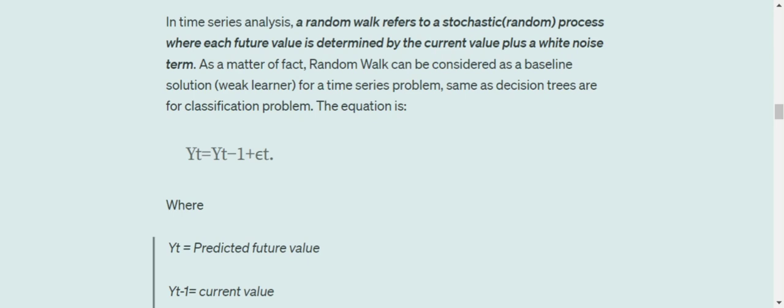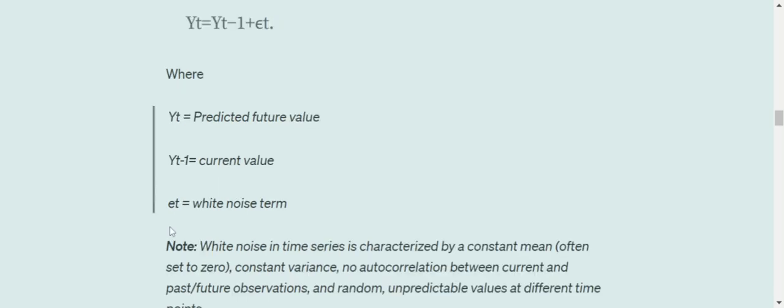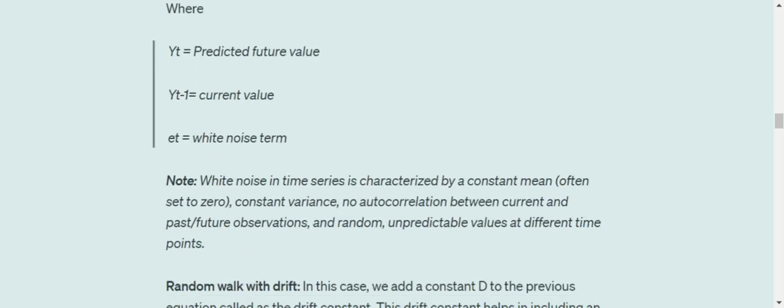You must be surprised, but this is a modeling approach in time series which can help you predict your future values. Now, the white noise term in time series is characterized by, well, this is a very mathematical definition, and I think you don't need to jump into much of what white noise is. Constant mean, constant variance, no correlation between current and past or future observations, and random unpredictable values. So it can be taken as error terms only if you just want to simplify things.